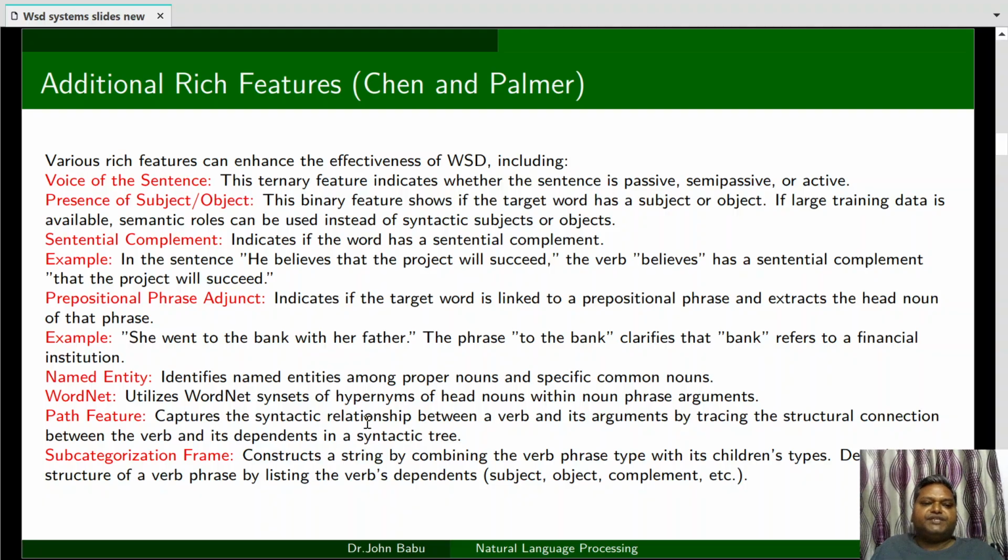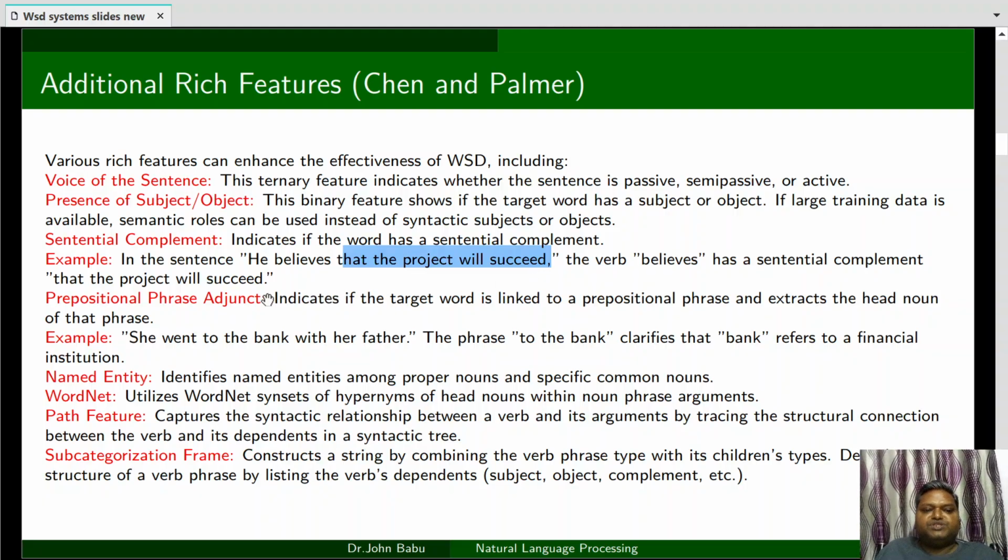If large training data is available, semantic rules can be used instead of subject and object. Then sentential complement indicates if the word has a sentential complement. For example, he believes that the project will succeed. Believe is the predicate, the verb, and the sentential complement is what he is believing. He is believing that the project will succeed. This is known as sentential complement. So whether this is present or not is also a feature.